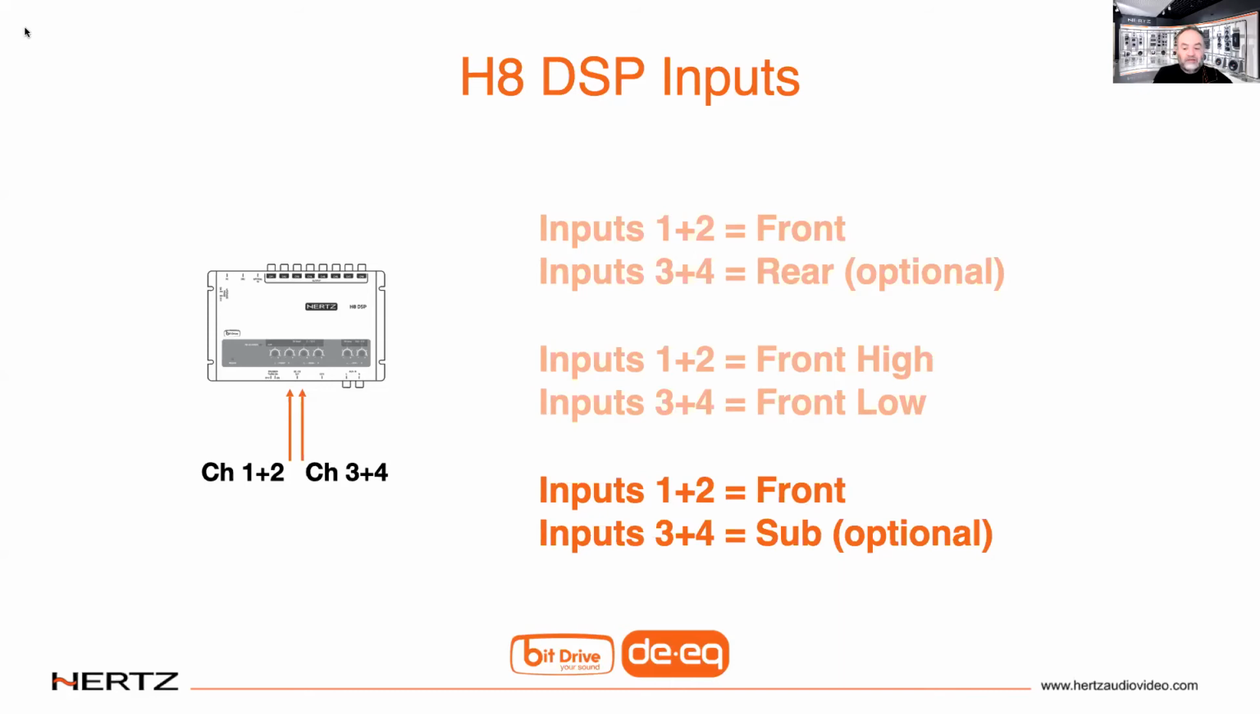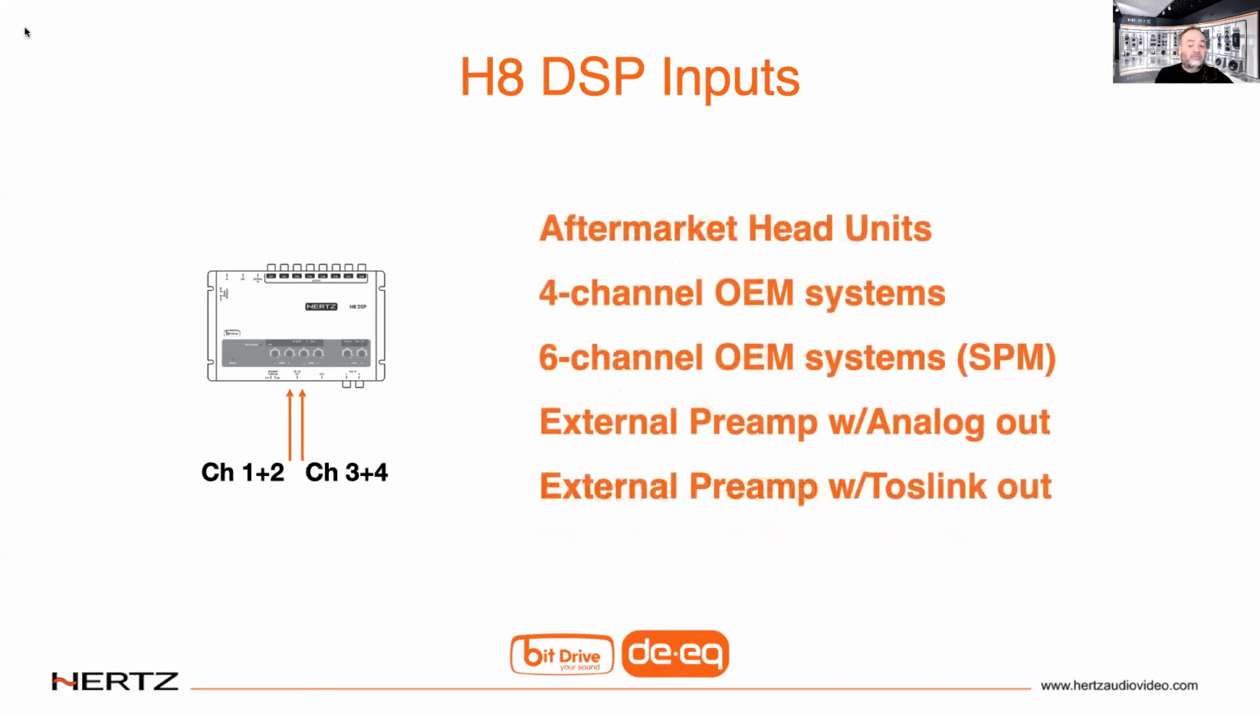So because we've got 4 channels, you could use it with an aftermarket head unit, of course, or you could use it with a 4-channel front rear system from the OEM, or you could use it with an external preamp with analog out, or you could use it with an external preamp with Toslink out. Like a BDMI, right? Yes.